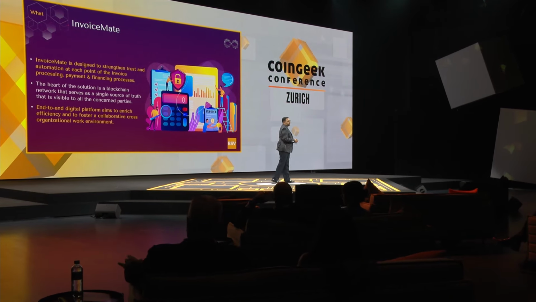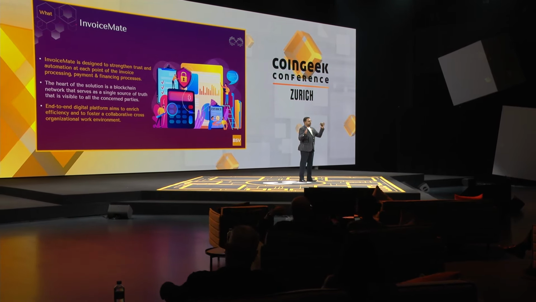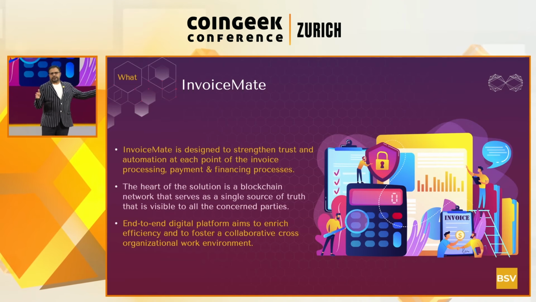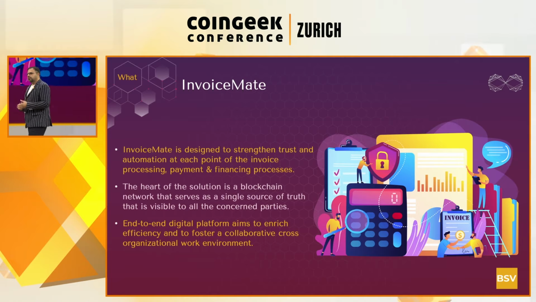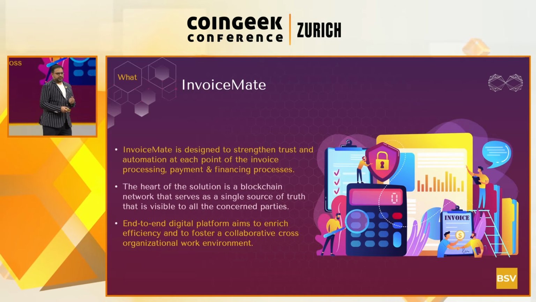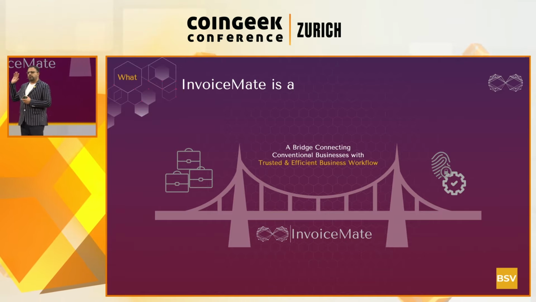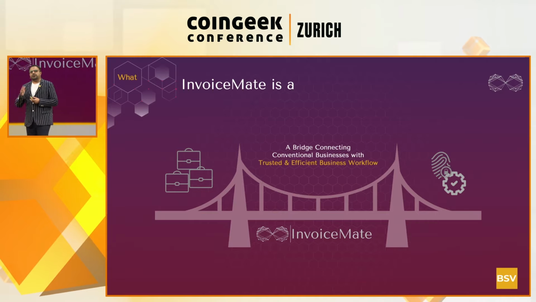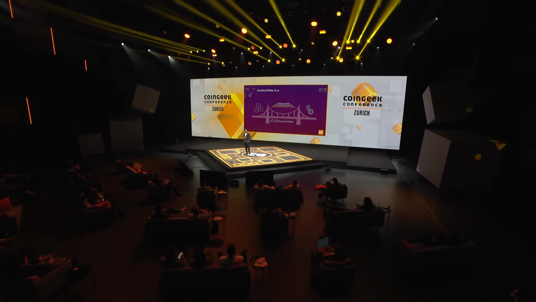Now, what we are basically bringing in. InvoiceMate, without going into the details, is basically a trusted system for invoice generation, processing, payments, and financing. So the whole journey of the invoice will be covered on blockchain, bringing a trusted layer to the whole operation. And as I said again, it's an operation we run on a daily basis. It's going to be an end-to-end digital solution. It's going to be a bridge connecting the conventional businesses with a trusted and efficient business workflow. That means digital transformation 2.0.